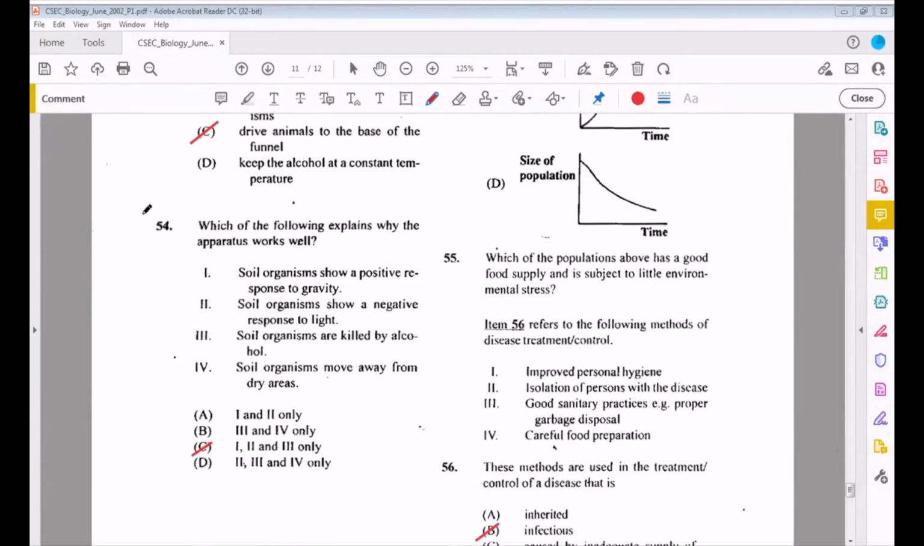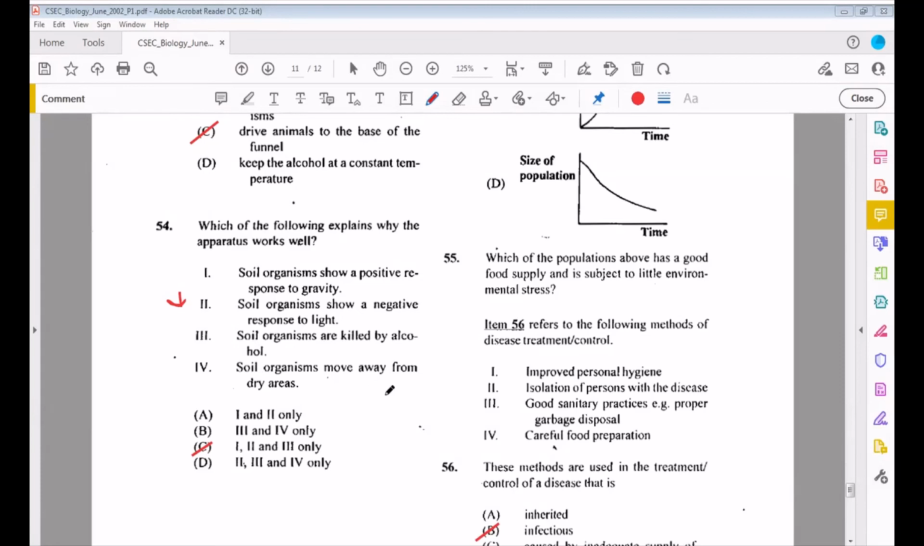54. Which of the following explains why the apparatus works well? The answer is C. So 1, 2, and 3. 1, the soil organisms show a positive response to gravity, so they move downwards. 2, the soil organisms show a negative response to light, so they'll move away from the light, which is also downwards. And 3, the soil organisms are killed by the alcohol, which is what they are going to fall into.